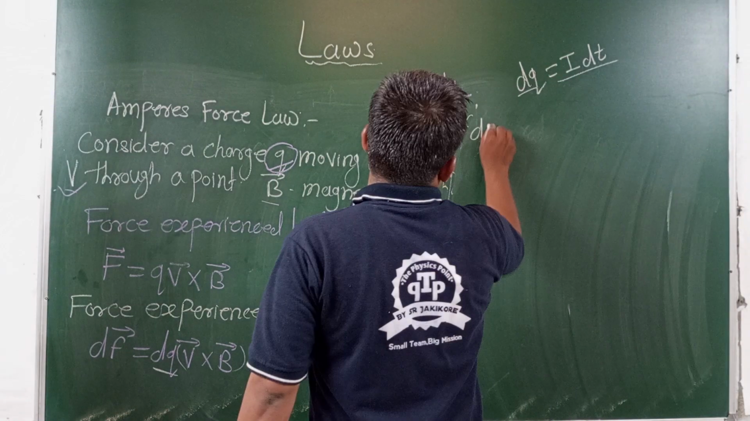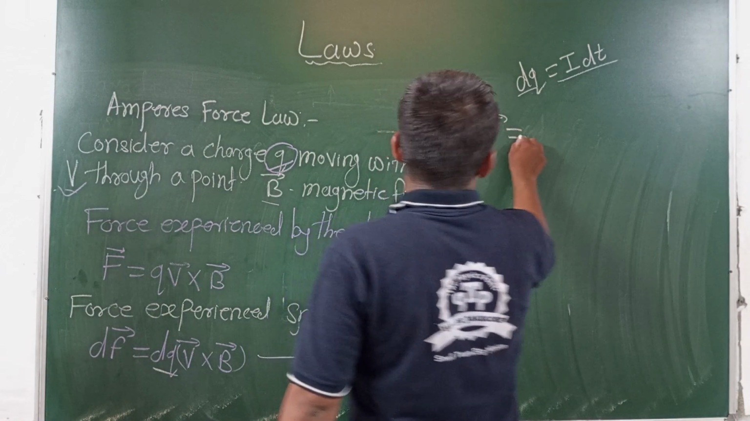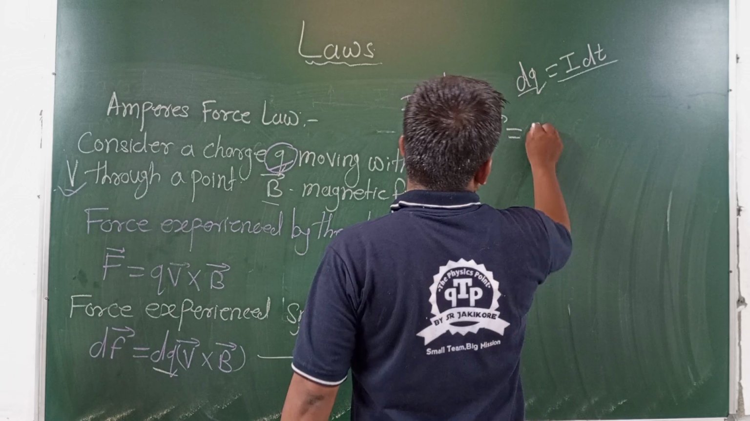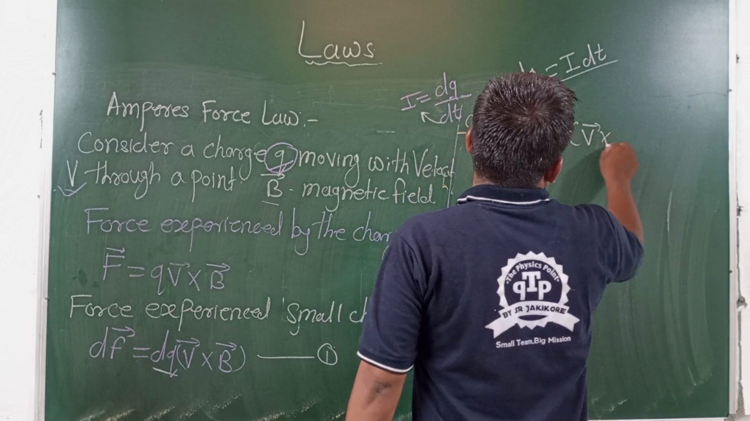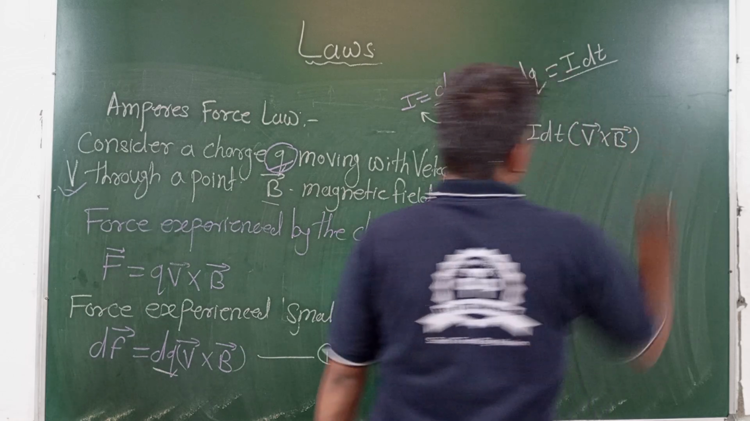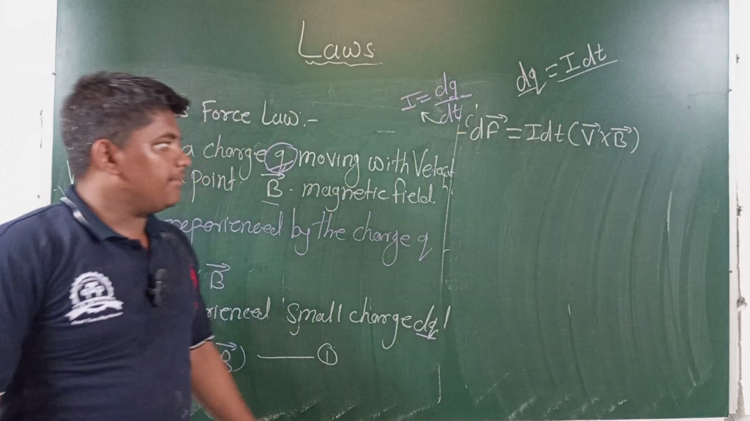Then df bar is equal to, what is dq? dq is equal to I into dt, that is I dt into v bar cross b bar. Okay, v bar cross b bar.